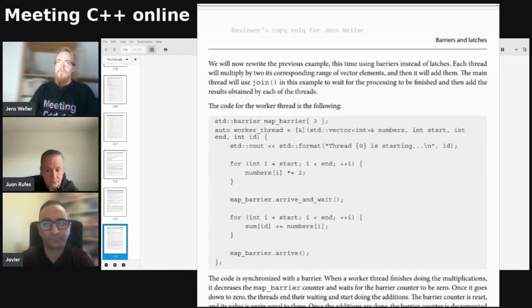Yeah, latches are single use: they fire once and then are ignored, and barriers are for when threads should synchronize again and again on the same point. Yeah, they can be reset.